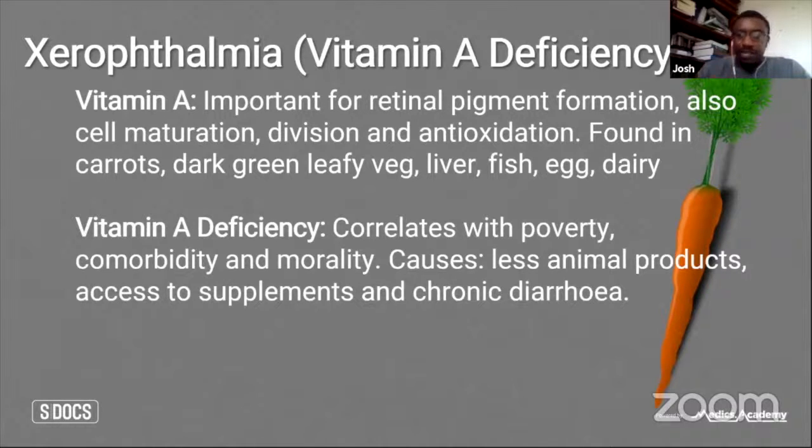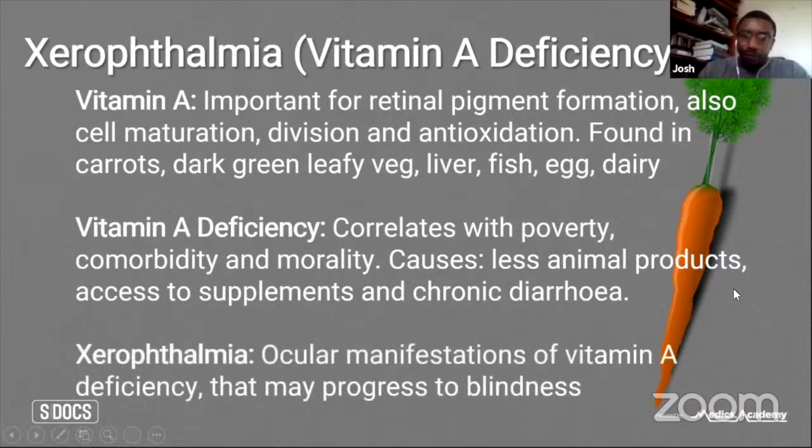Some countries just have less access to animal products and less access to supplements, and the populations that will be affected by vitamin A deficiency are also the type of populations that may, unfortunately, be associated with lots of chronic diarrhea. That type of chronic diarrhea means less absorption of vitamin A. So again, chronic diarrhea is another massive global health issue, and it's all culminating with vitamin A deficiency.